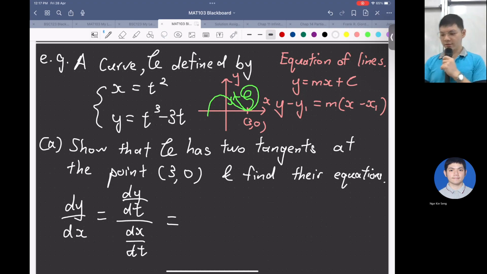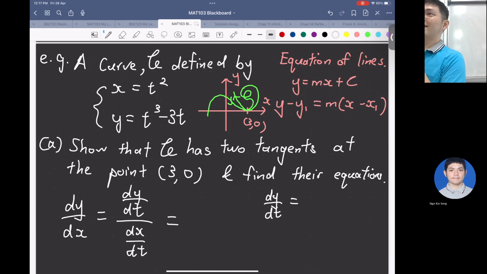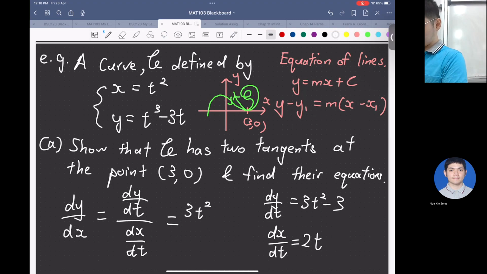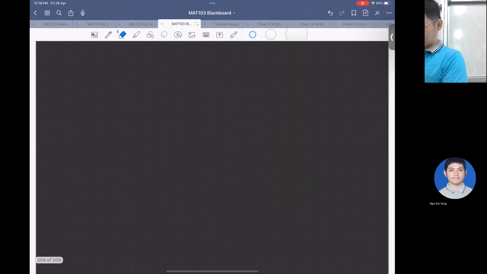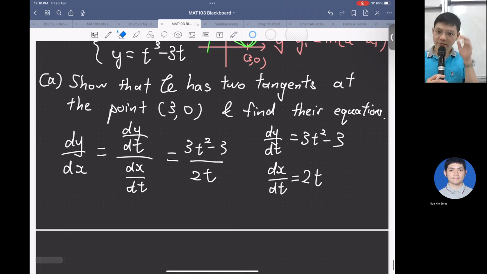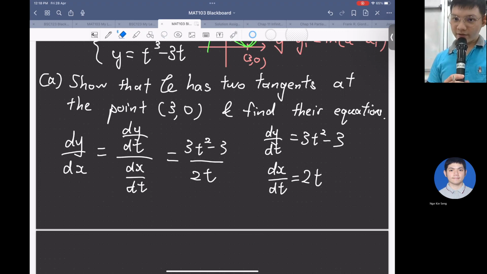So what's dy/dt in this case? dy/dt is 3t squared minus 3. What is dx/dt? 2t. Good. So we just divide: 3t squared minus 3 over 2t. So what do we get? We just get this, right? Good.